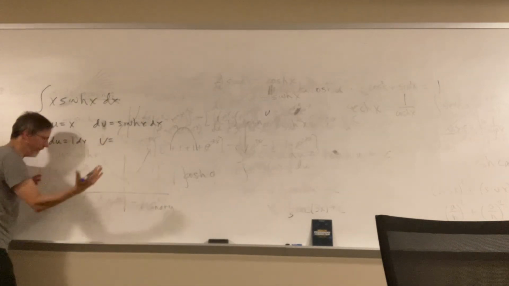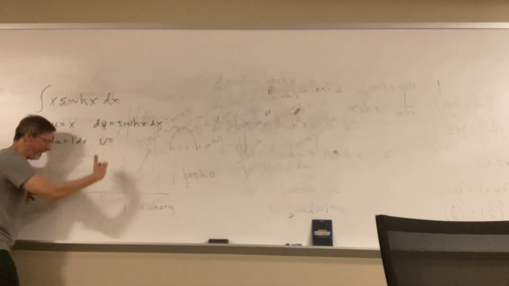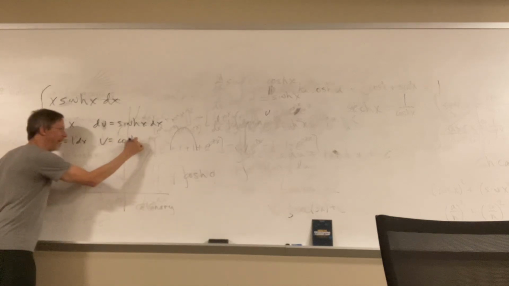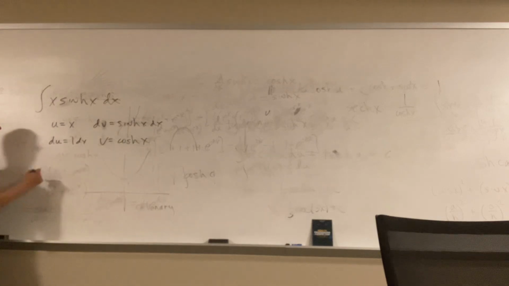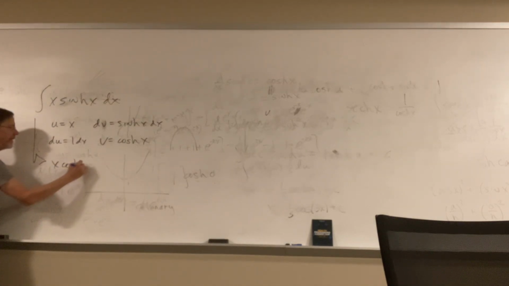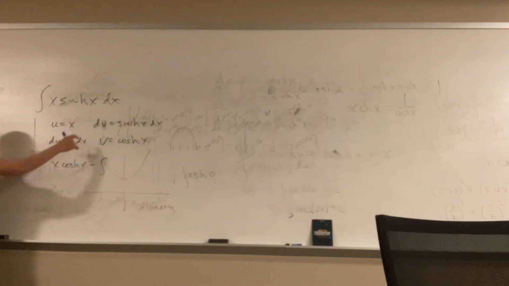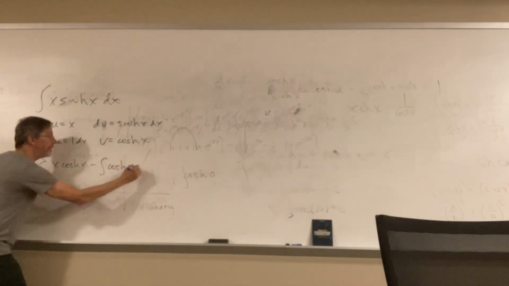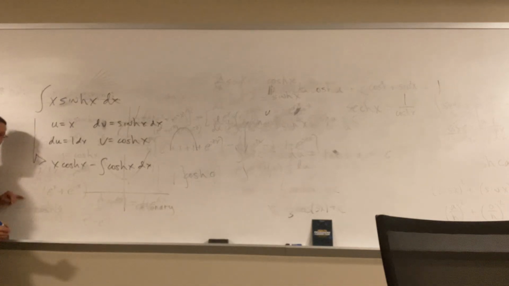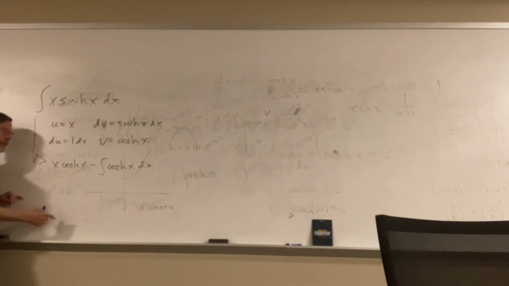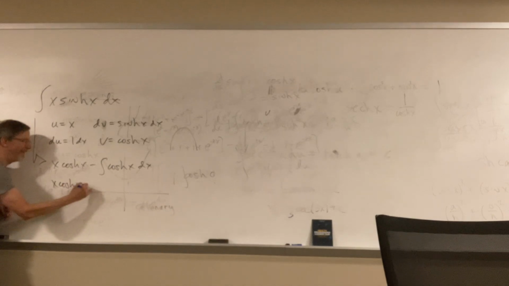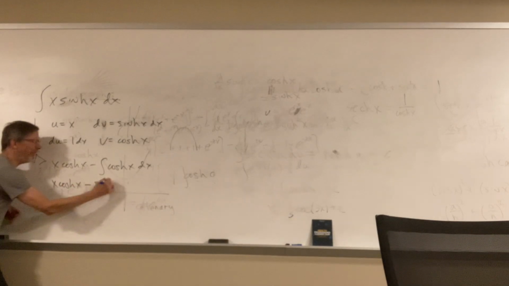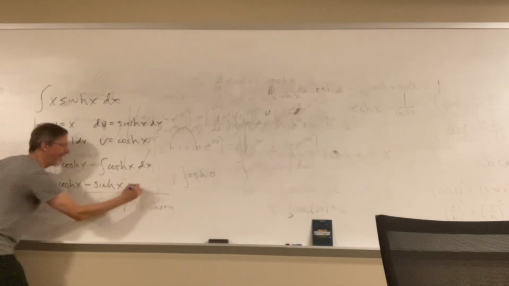V, hyperbolic cosine, with no sign change. Yeah, exactly. No sign change. So now it's UV minus the integral of V du. What's the antiderivative of cosh? Hyperbolic sine, sinh. Done.